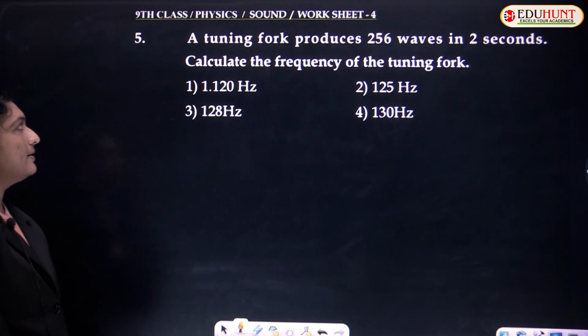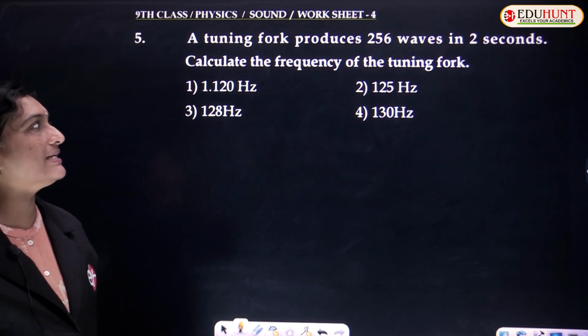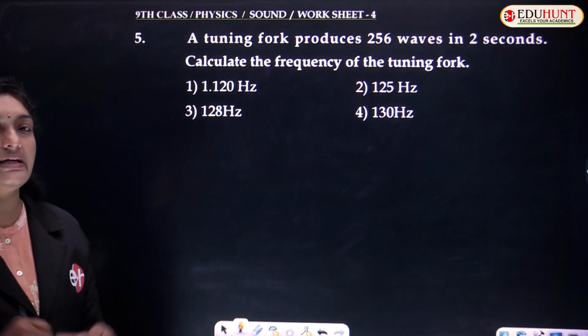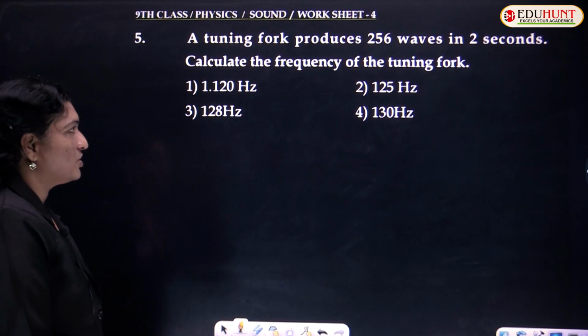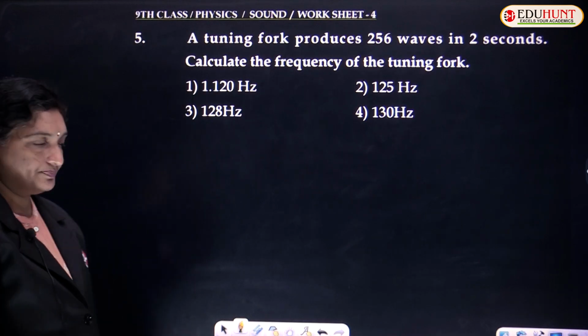Moving with the next question, the fifth one. A tuning fork produces 256 waves in 2 seconds. How many waves are produced? 256 waves, a number of waves, a number of vibrations. Calculate the frequency of the tuning fork.